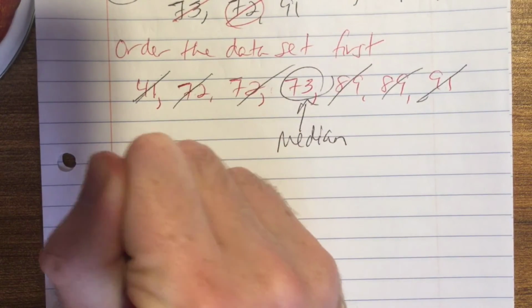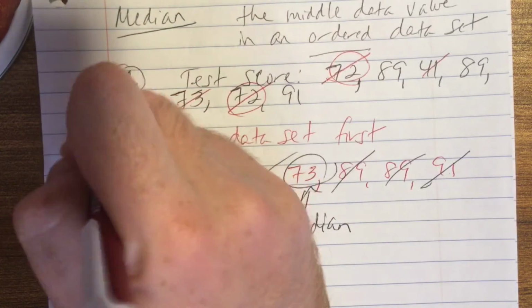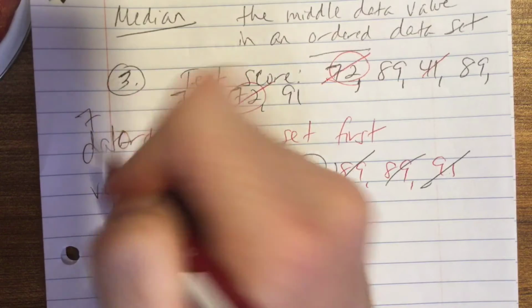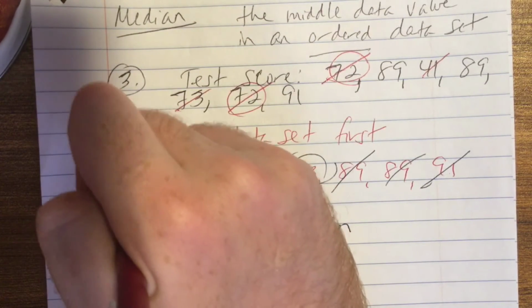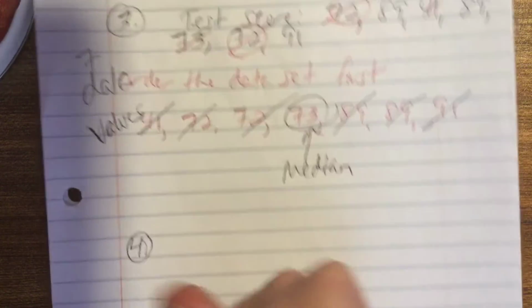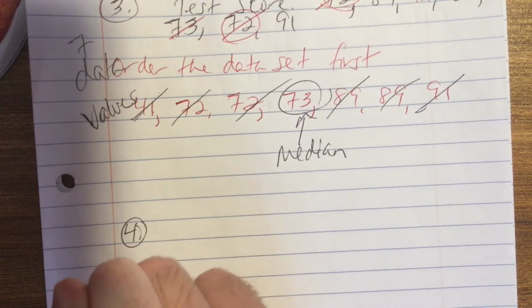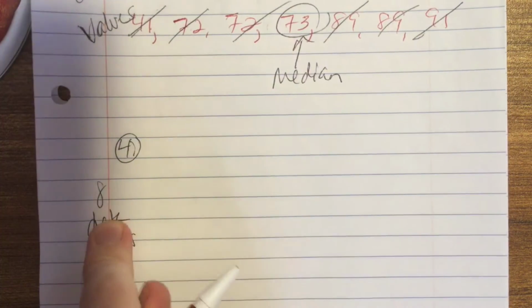And let's say that we're still finding the median. This was 7 data values. So that was an odd number of data values. It's easy to find the median when you have an odd number of data values. But let's talk about if you had like 8 data values. Let's say we added another data value in. Adding another data value in would change it to be an even amount of data.